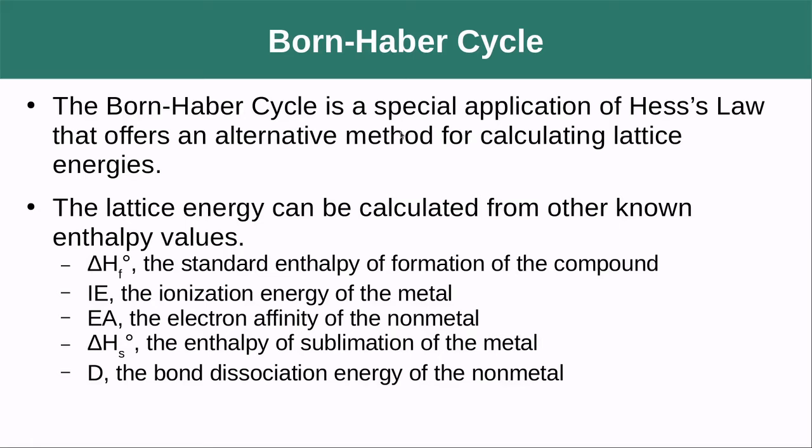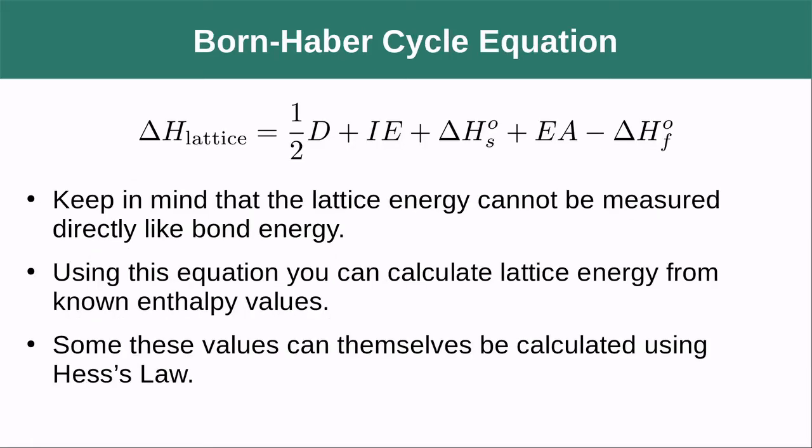The Born-Haber cycle is a special application of Hess's law that offers an alternative method for calculating lattice energies. The lattice energies can be calculated from other known enthalpy values. So what you need to know is the enthalpy of formation of the compound, the ionization energy of the metal, the electron affinity of the nonmetal, the enthalpy of sublimation of the metal, and the bond dissociation energy of the nonmetal. If you knew all of those things, then you can put it into this equation here and calculate the lattice energy.